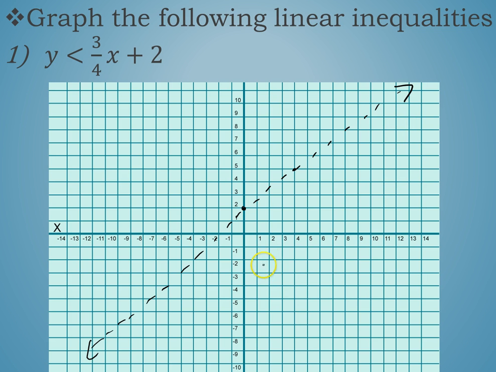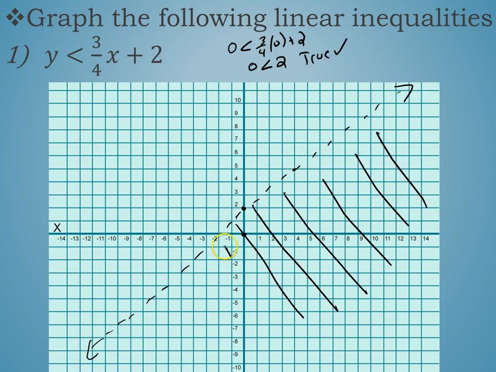Obviously, if you're doing this by hand, I'd recommend a ruler to make that line look a little straighter. I can't really use a ruler with my writing tablet. Now, we need to plug in 0, 0 for x and y to see if we have a true statement, to see if this origin point right here is in the shaded region or if it's not. So 0 less than 3/4 times 0 plus 2, we get 0 less than 2, and that's true. Because it's true, this is the region that we're going to shade in.